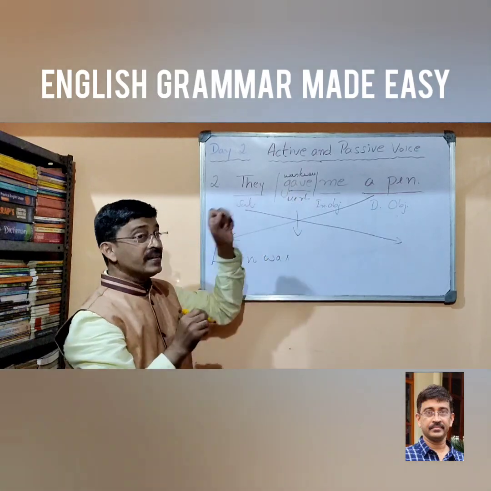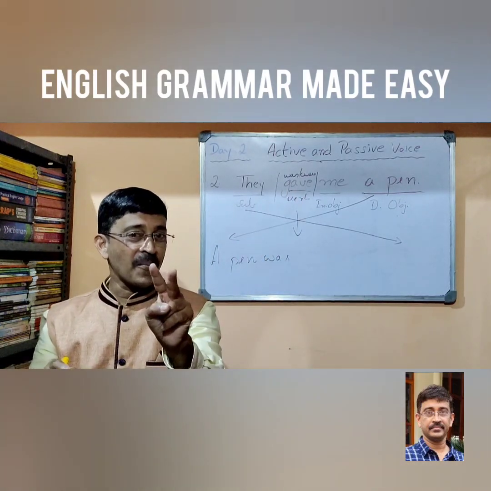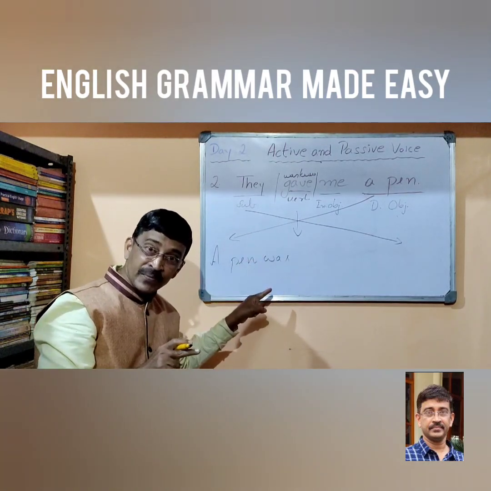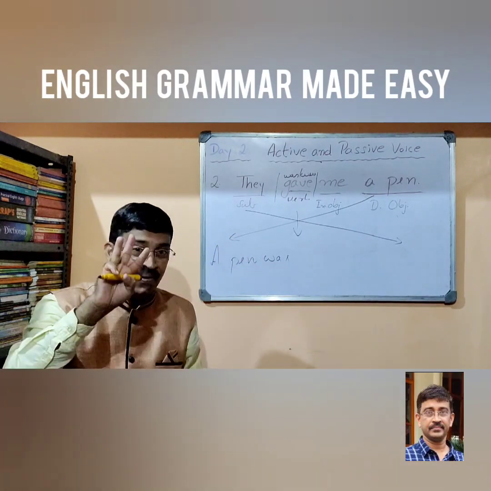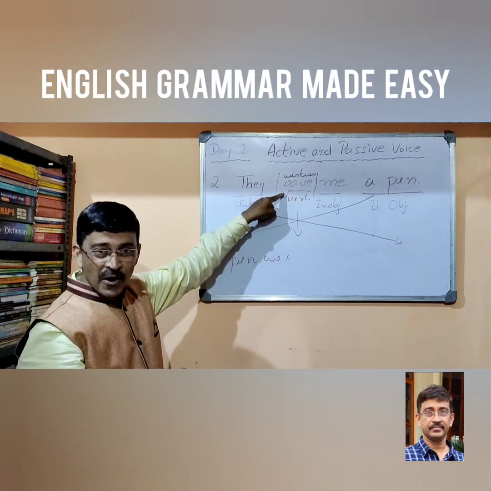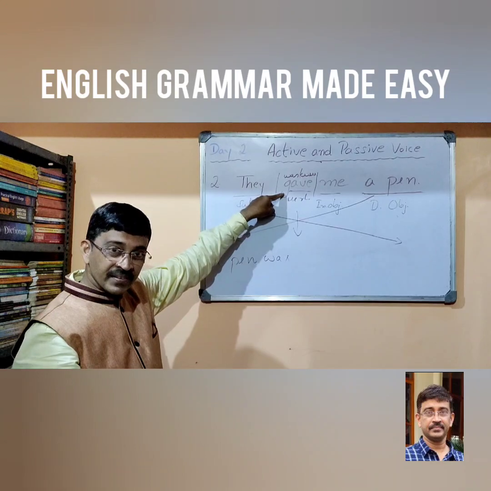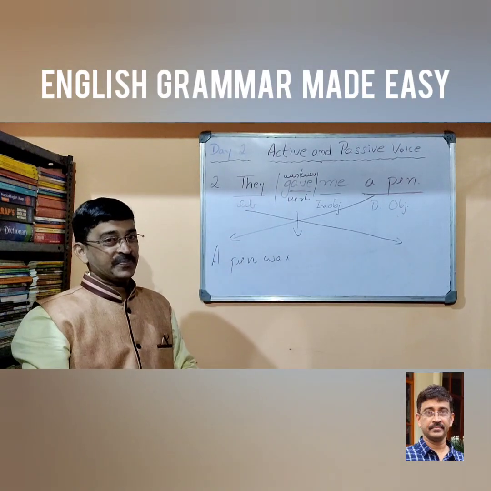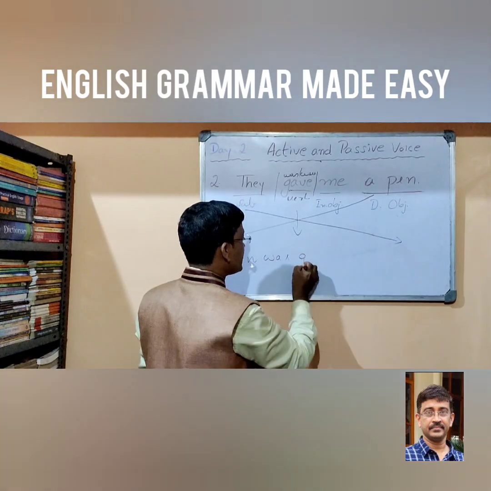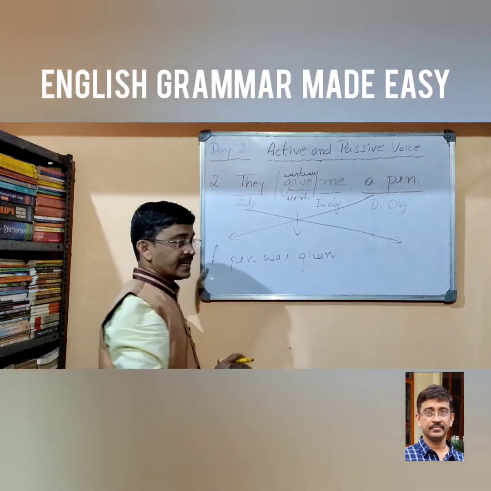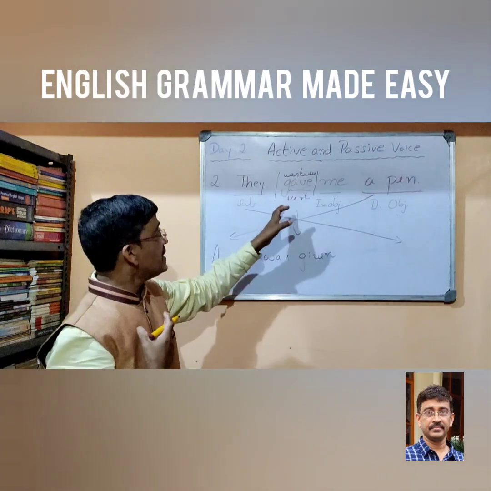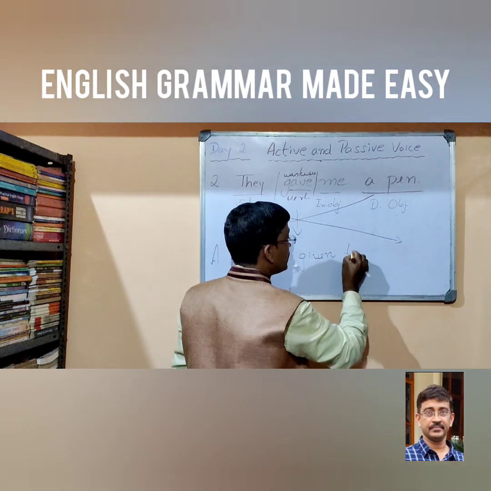Now here the main verb is in the second form. Do you remember? I told you to change active into passive, you have to convert the main verb into the third form. Good. Now what is the third form of this particular verb? Gave, given. Excellent. You are all intelligent students. Given. A pen was given. Now write the indirect object. To whom? To me. A pen was given to me.